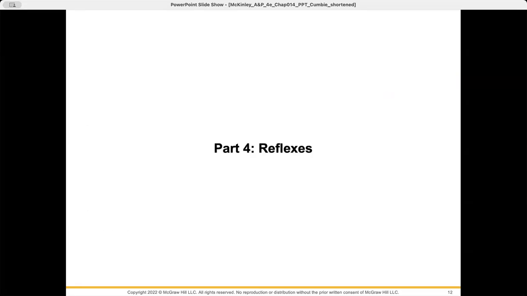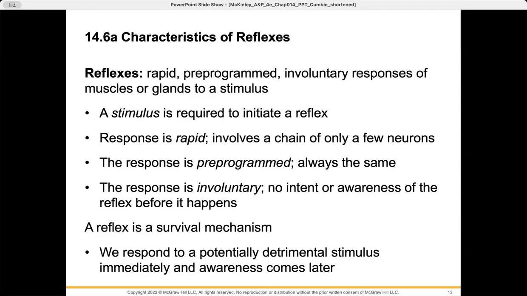So let's look at some of the reflexes. Reflexes are rapid, pre-programmed, involuntary responses for muscles and glands based on a stimulus. What we see here for this rapid, pre-programmed aspect is that there's not going to be a control center sending out conscious signals. The brain is not part of this. The response is rapid, it involves very few neurons, and it's pre-programmed, meaning that when we stimulate a reflex, the response should be the same every time. And if the response is not the same, that can be indicative of a neurological disorder or neurological trauma.